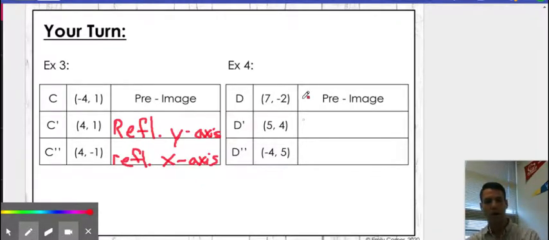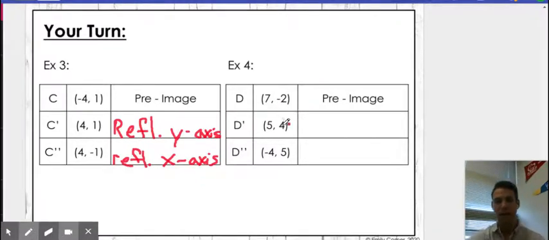Moving to number 4. So we have 7, -2 becoming 5, 4. So that's completely different numbers. We don't have a dilation, because there's no number that gets you 7 times something to get 5 and -2 to 4. No, we can't multiply anything to make that happen. So it has to be a translation. To go from 7 to 5, we would subtract 2 for our x value. And our y value, we'd be adding 6 to -2 to get 4. So we would just do y plus 6.